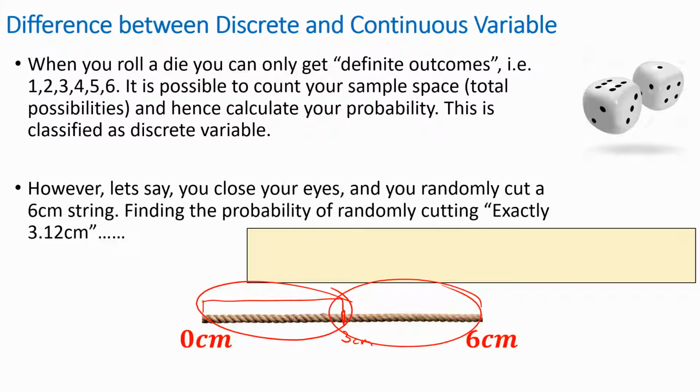When it's a region, then you can say the chance of you hitting within that region, I can calculate. But if I ask you to find just one slash, that's impossible, because we don't know how many slashes you can make between 0 and 6 centimeters. Unlike discrete, where you get 1, 2, 3, 4, 5, 6, it's countable. You can count there are 6 items. There's not 2.5, there's not 2.7. It's very discrete.